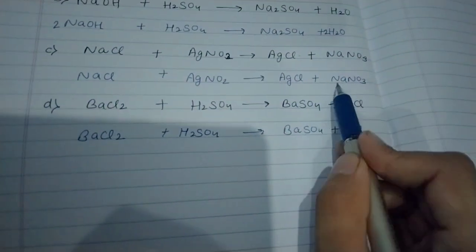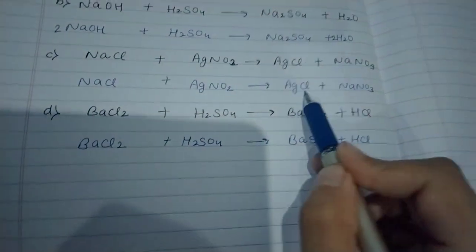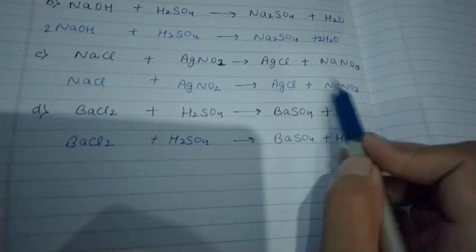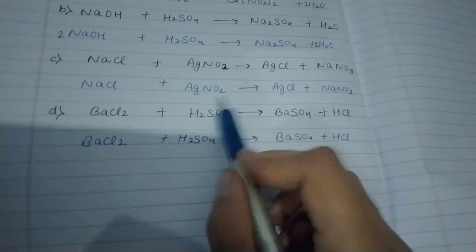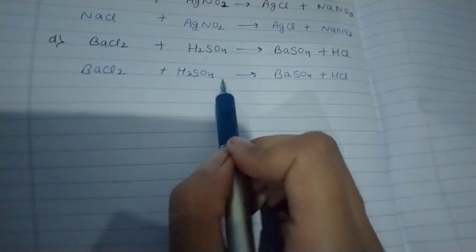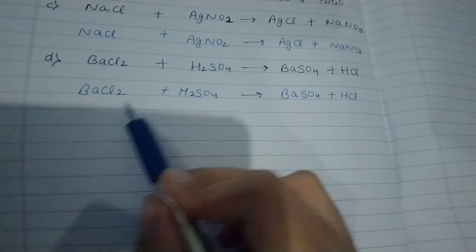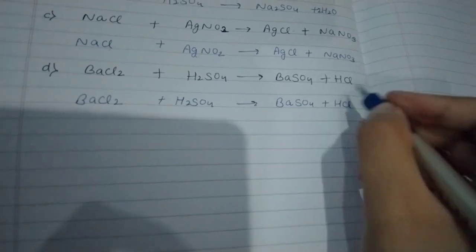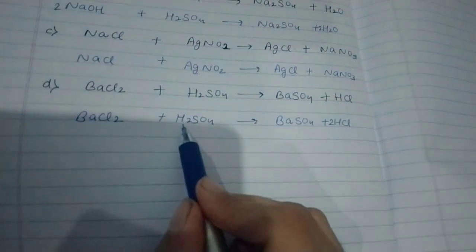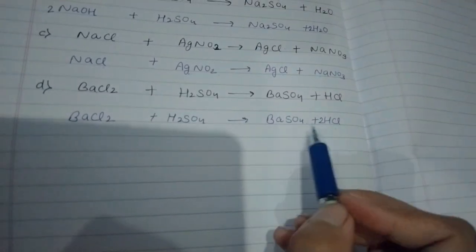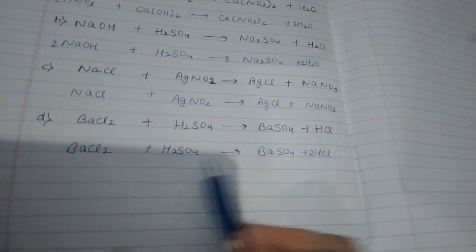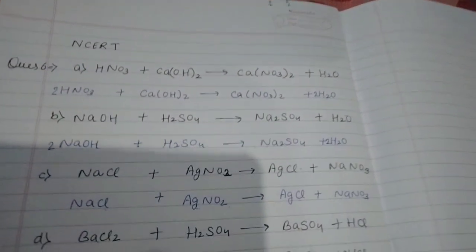Sodium is 1 here, sodium is 1 here, chlorine is 1, chlorine is 1, silver is 1 on both sides, nitrate is also 1 on both sides. The equation is already balanced. We will take another example. Barium is 1 on both sides, chlorine is 2 here, chlorine is 1 here, so we will add 2 here. Hydrogen is 2 here, hydrogen is 2 here. Sulfate is 1, sulfate is 1 here. The equation is balanced. So this is how the chemical equation can be balanced.